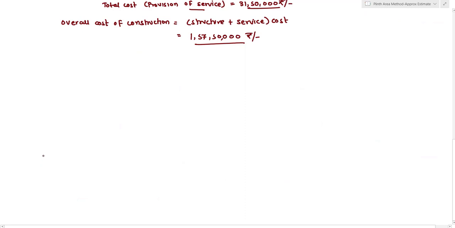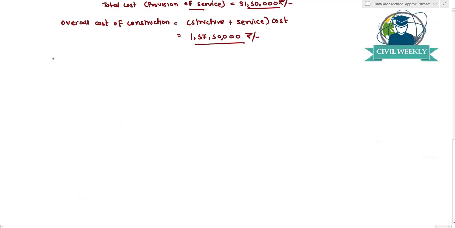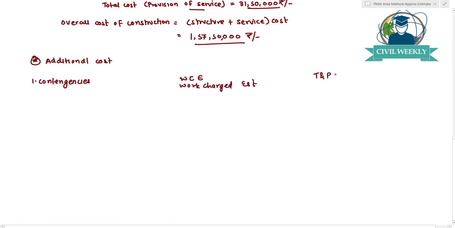So once we have calculated this overall cost of construction, the next thing that we need to calculate is the additional cost which is required for the various heads. So additional cost for 3 heads we have to find out. So additional cost for contingency, then work charge establishment, that is work charged establishment, and tools and plants and machineries.